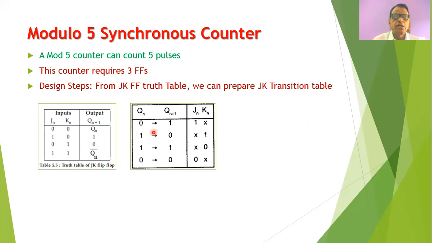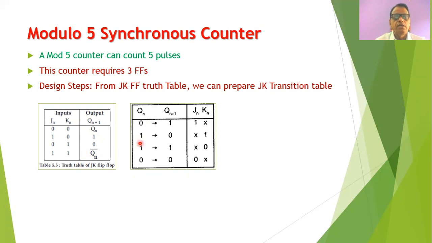Now whenever there is a transition from 0 to 1, then from this table, one can easily observe that either the second row can be applied or the fourth row can be applied, because there is a transition from 0 to 1. And from the second row and fourth row, one can easily observe that the value of J is equal to 1 and the value of K can be either 0 or 1, and therefore here we have written x.